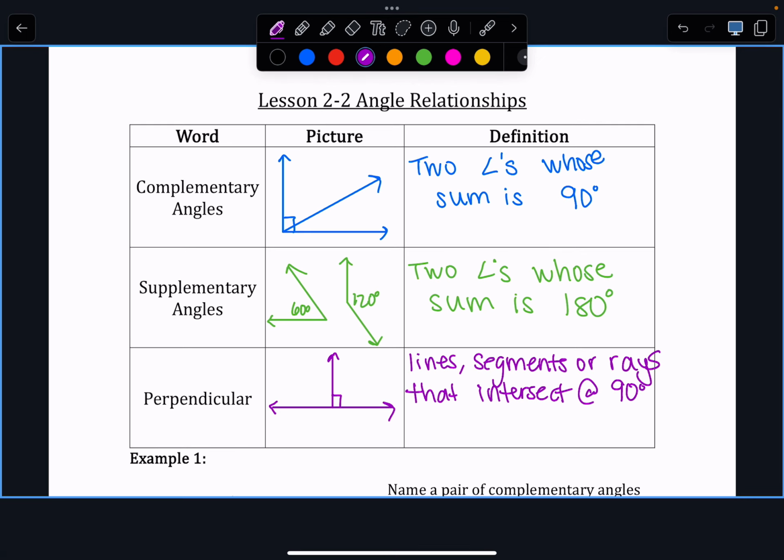Okay, I need you to understand that the notation for perpendicular is this, upside down T. That means something is perpendicular. Have you seen that? Yeah. You showed us that last year. Okay.